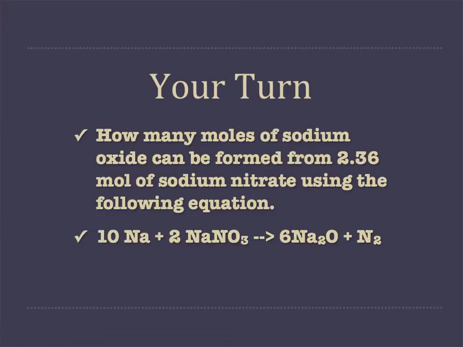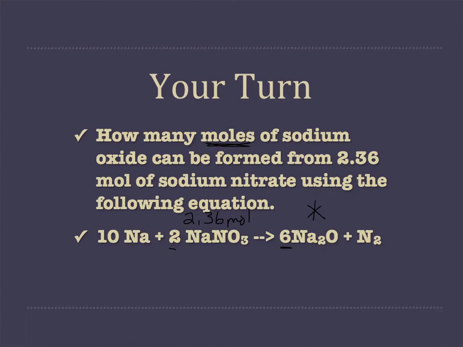All right, so I want you to see if you can figure out this one. How many moles of sodium oxide, so we're looking for this one right here, can be formed if we have 2.36 moles of sodium nitrate? So we have 2.36 moles of that one. We want to know how many moles of this one we have. There are our coefficients that we're going to use. Stop the video and do this problem.